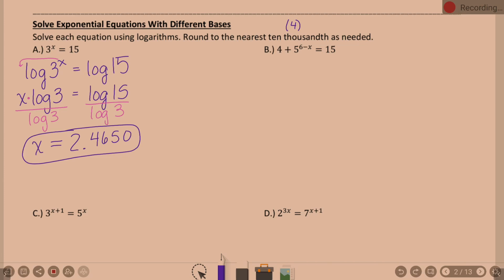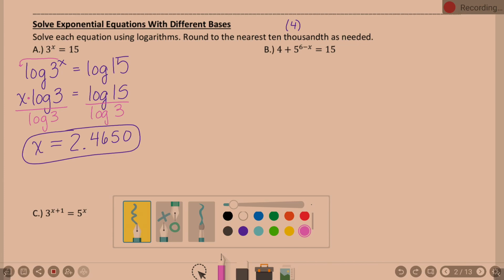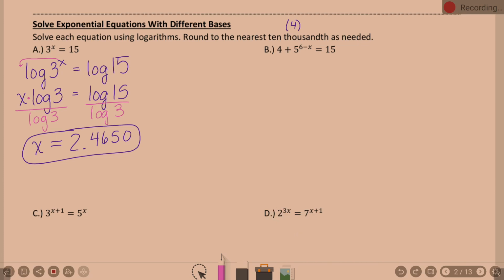Okay. So that's your plan when the gold paper fails us and we can't get our log bases the same. Okay? That's your plan. So let's try this next one.